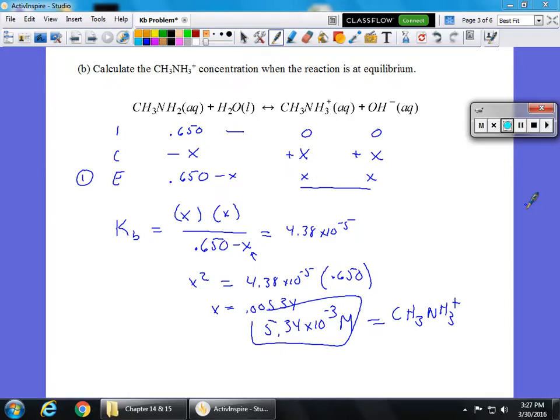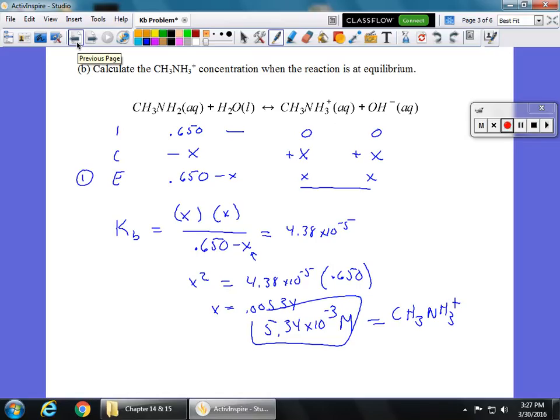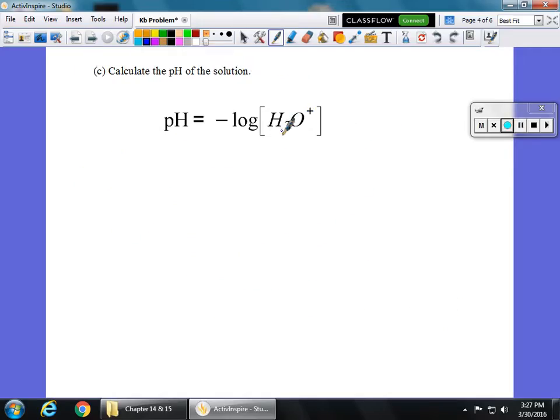In part C, it asks us to find the pH of our solution. And this takes one more step than it would take in a weak acid. First of all, you need to realize that what we solved for in part B, the concentration of the conjugate, is also the concentration of the hydroxide. So we've already established this concentration, and it's the same as what we found in part B, 5.34 times 10 to the negative third. If you didn't see that, go back and watch part 1.